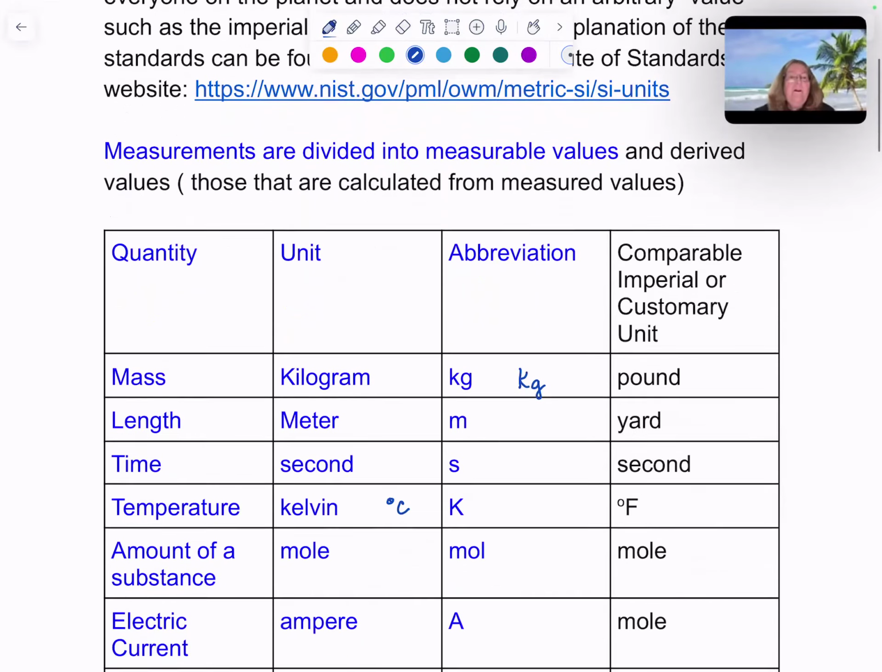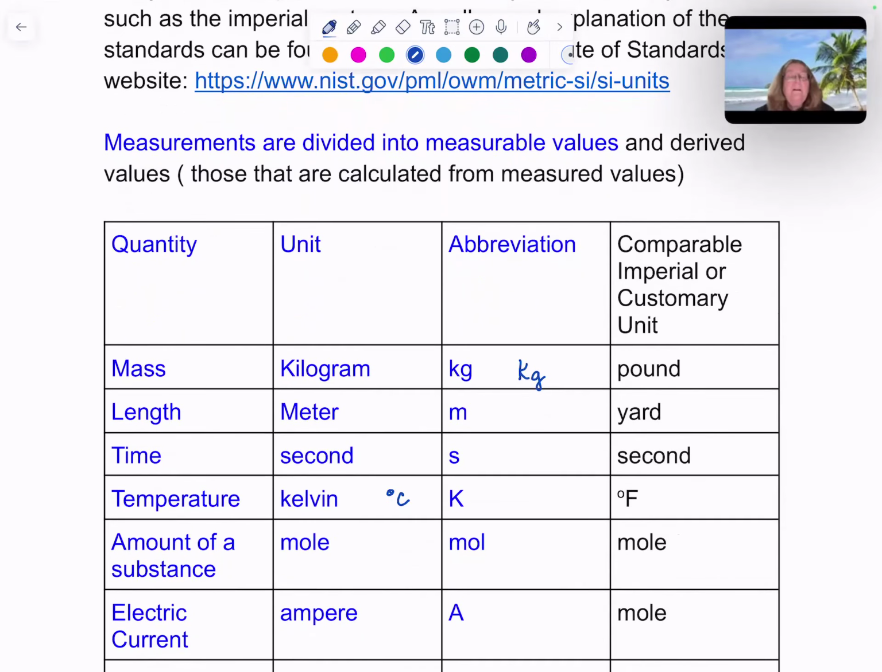So we have the measured value for mass. In the metric system, we use the kilogram, kg, and it's comparable in the imperial system to the pound. Length is the meter compared to the yard. Time is second in both systems. Temperature is Kelvin, the absolute temperature scale, or we'll use degrees Celsius also in metric. And that compares to Fahrenheit. Kelvin will compare to what we call Rankine, hardly ever used.